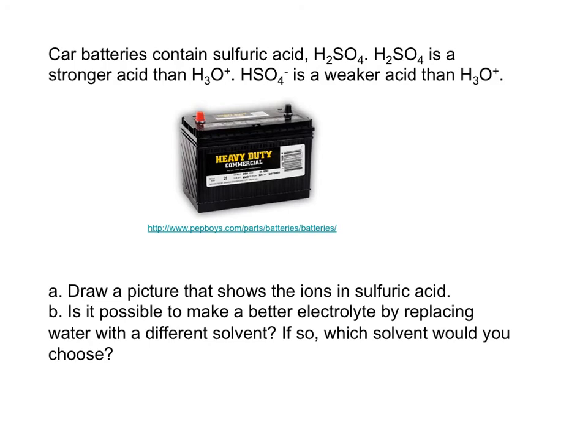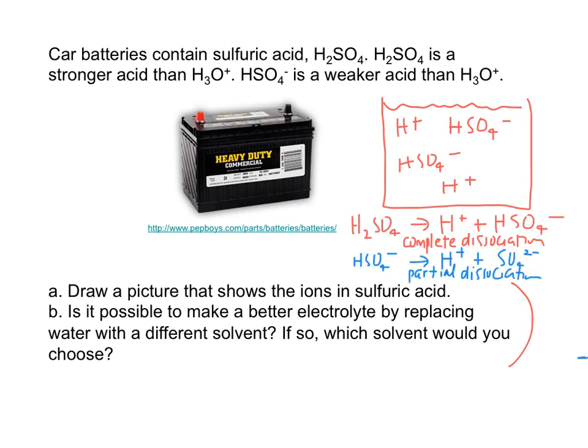Sulfuric acid is the acid in car batteries. Stop the video and answer these questions. And the answers are, sulfuric acid is a strong acid. It completely dissociates into ions. That's why we see the H+ and HSO4-. HSO4- is a weak acid. Hardly any HSO4- ions dissociate into H+ and SO4 2-.